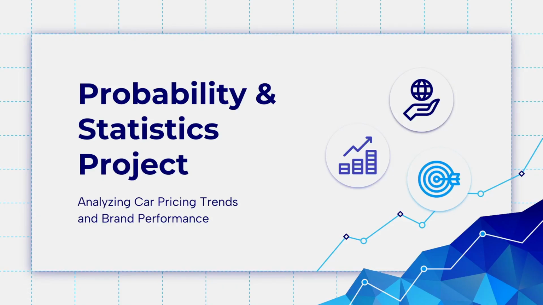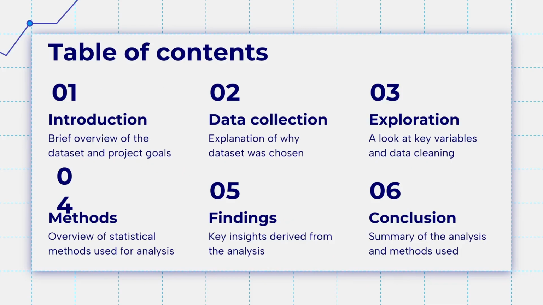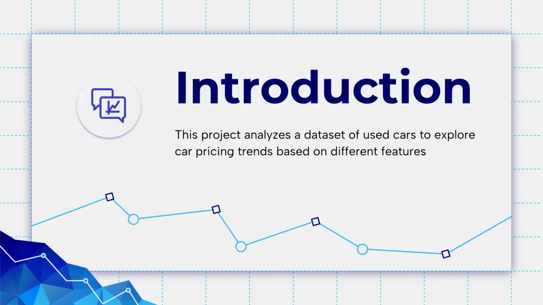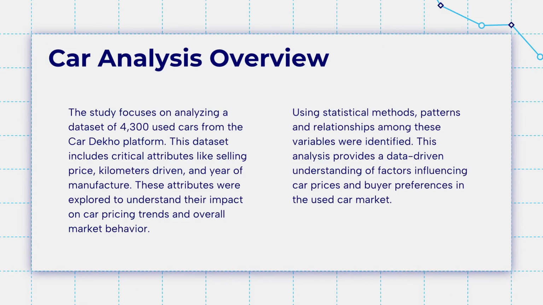Today we'll dive into our analysis of car pricing trends and brand performance using statistical methods. The used car market is dynamic and influenced by various factors like mileage, year of manufacture, and brand reputation. To gain a deeper understanding of these factors, we analyzed a data set of 4,300 cars sourced from the Cardeco platform. This analysis isn't just about numbers. It's about uncovering actionable insights to help both buyers and sellers make better decisions. Throughout this presentation, we'll explore the methods used, the challenges we faced, and the key findings we discovered.